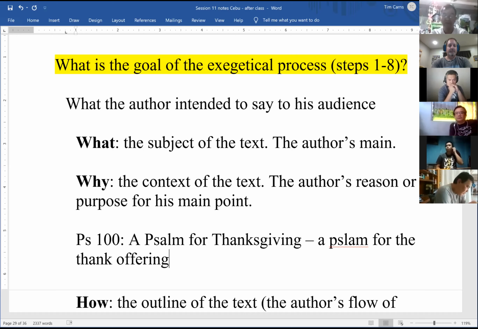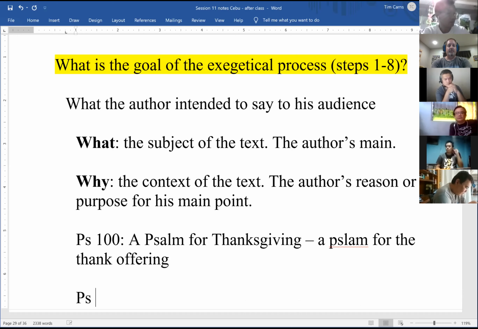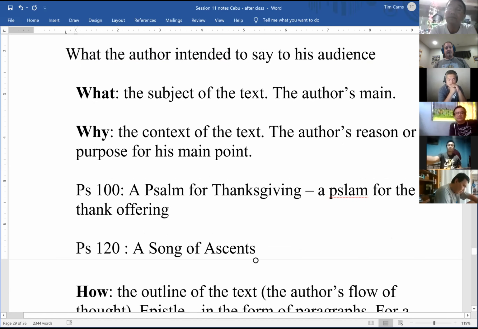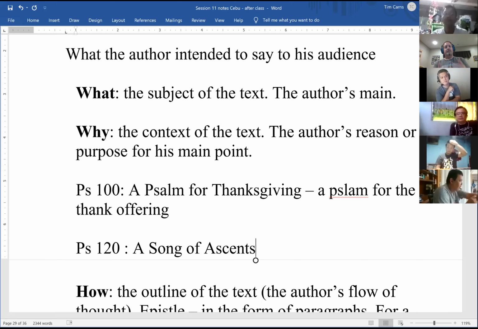Or Psalms 120 to 134, where the title is a song of ascents. That tells us those psalms are written for the express purpose to sing together on their way to Jerusalem during one of the three great feasts each year. Okay, so sometimes the title will give you a little bit of the understanding of the why. Why did the author write this psalm? What prompted him? What is the context for this particular point? That is the why. And then sometimes it's in the title, not all the time.